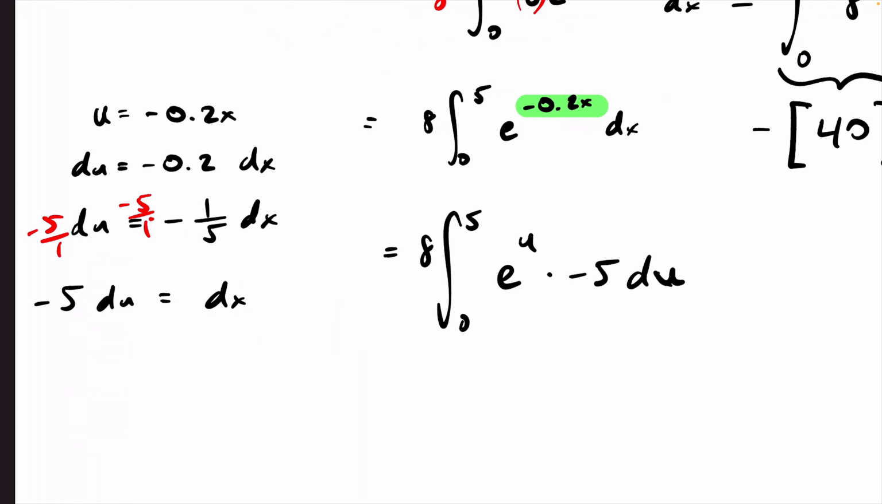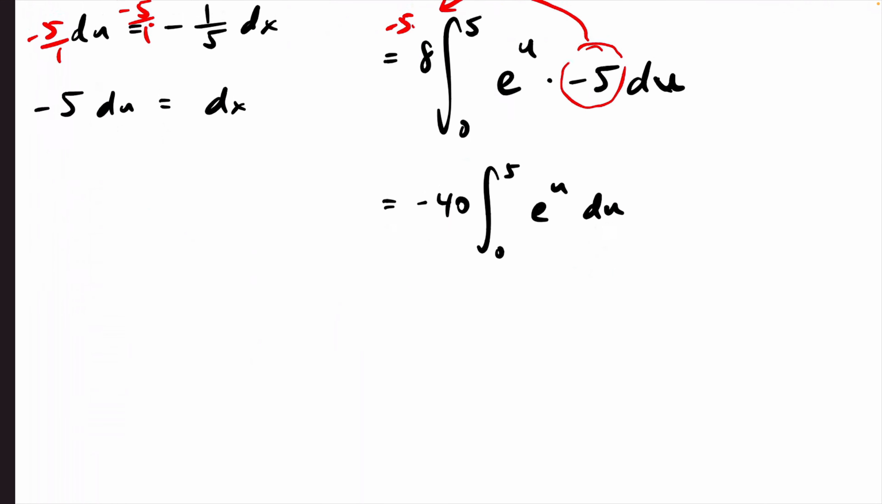Multiply the negative 5 times the 8 on the outside. Again, do you have to do that? No, but make your life easier by getting rid of that. Not get rid of it, but move it so you don't have to deal with it while you're finding the integral.